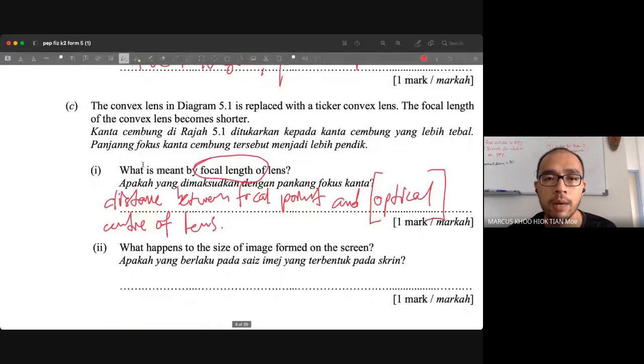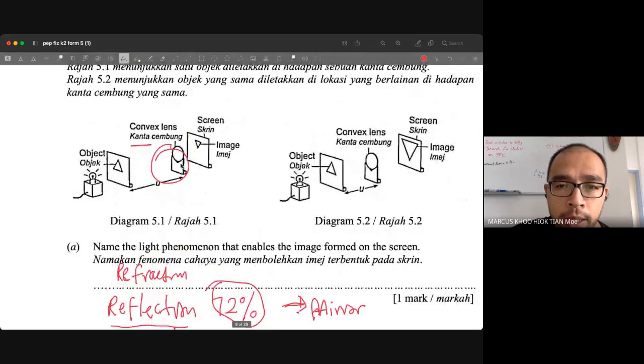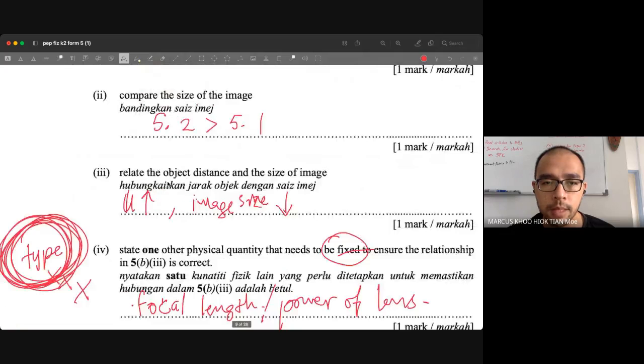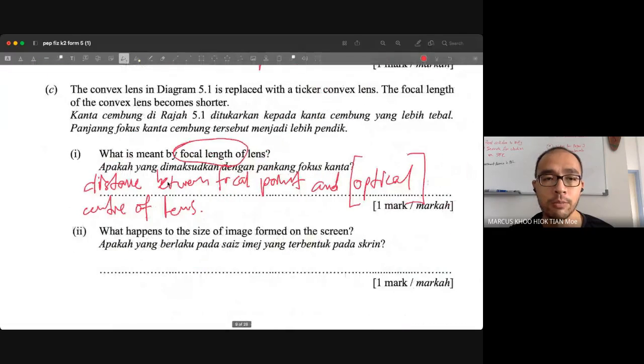What is meant by the focal length of the lens? Oh yes, quite a number of you, sorry, I forgot, kamu cakap the distance between the object, the distance between the light and the screen, tiada kaitan. The distance changes also. What matters is not this distance, but this distance. So the type of lens is more important. Sorry, not the type of lens. The focal length or the power of the lens is more important.